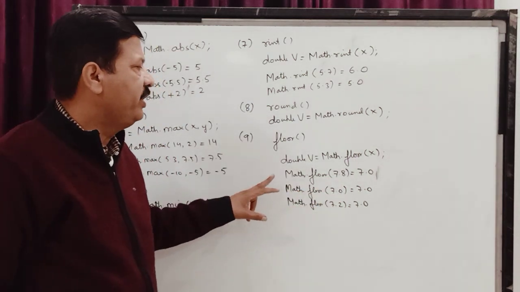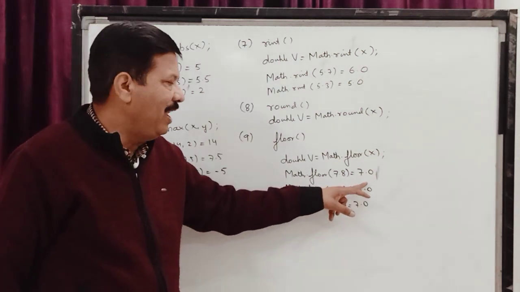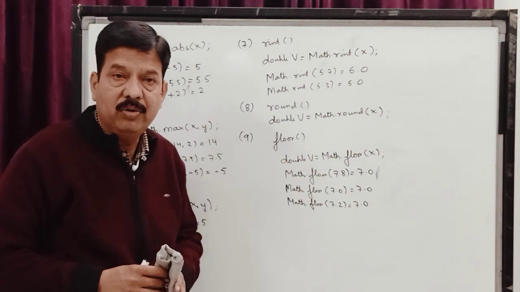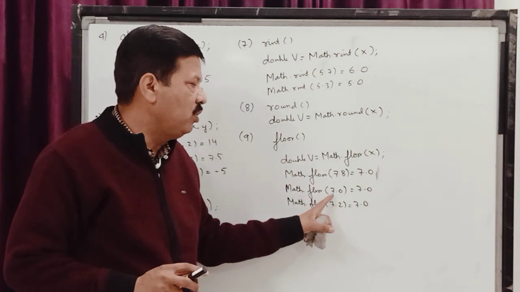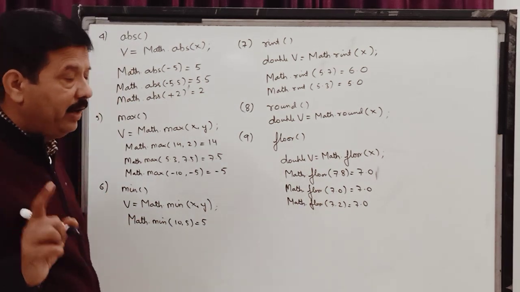So this function is returning us a value which is equal to its argument or less than its argument, but it is giving us a decimal whole number value. So this function is returning us a decimal whole number value which is equal to or less than its argument, and it returns a double value.